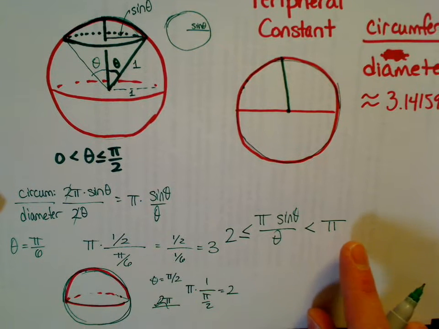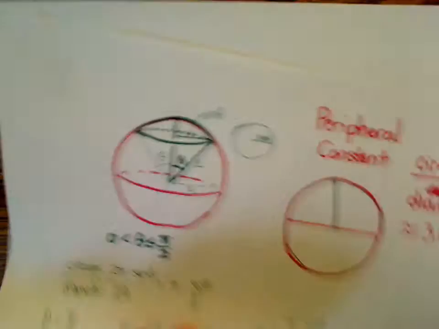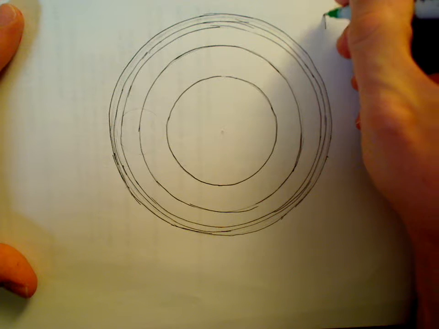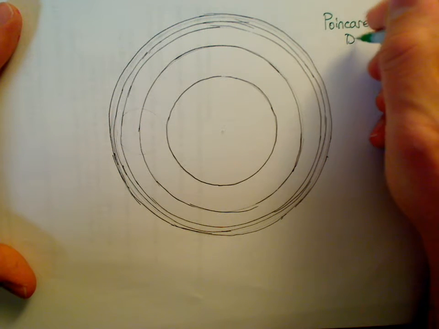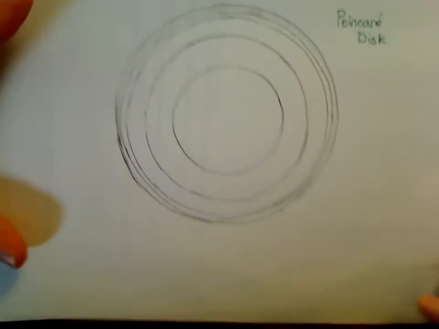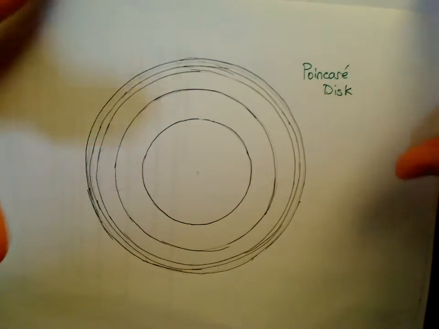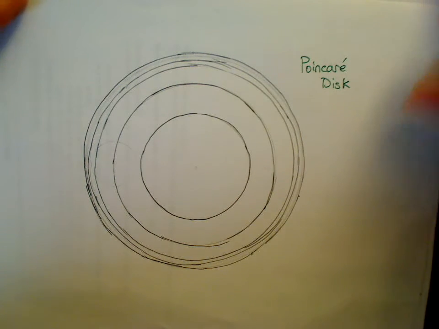Could we get bigger than pi? Yeah, but we're going to have to get weird. Hyperbolic weird. So this is the Poincaré disk, named after Henri Poincaré. And this is one of the early, not the earliest, but one of the early forms of the hyperbolic geometry.